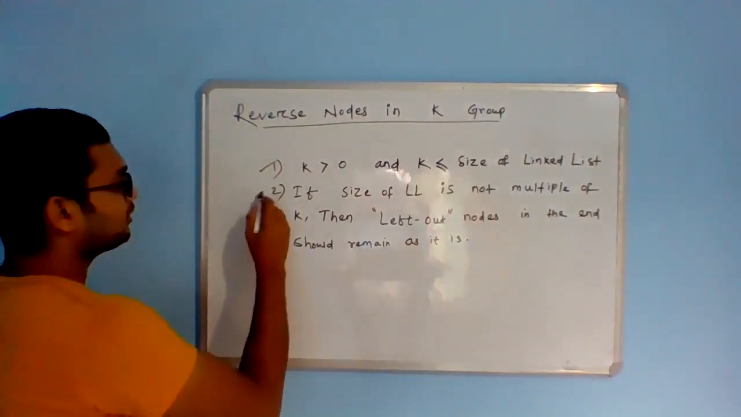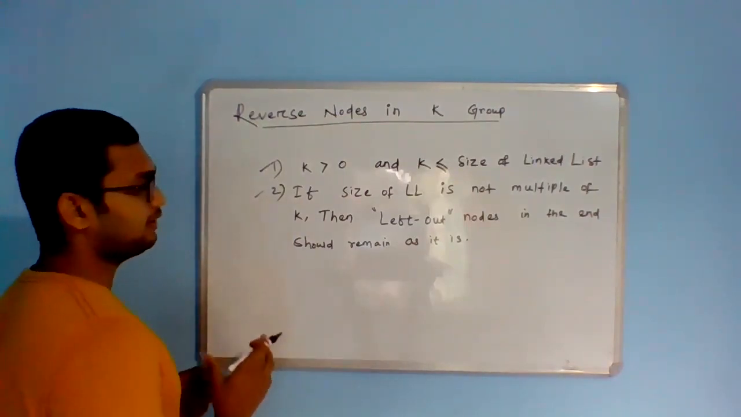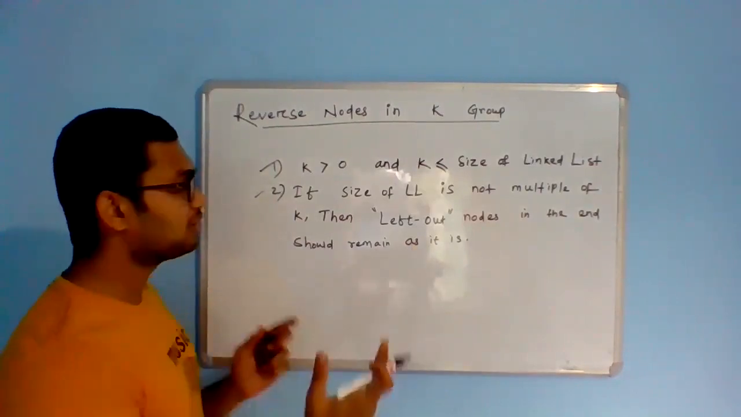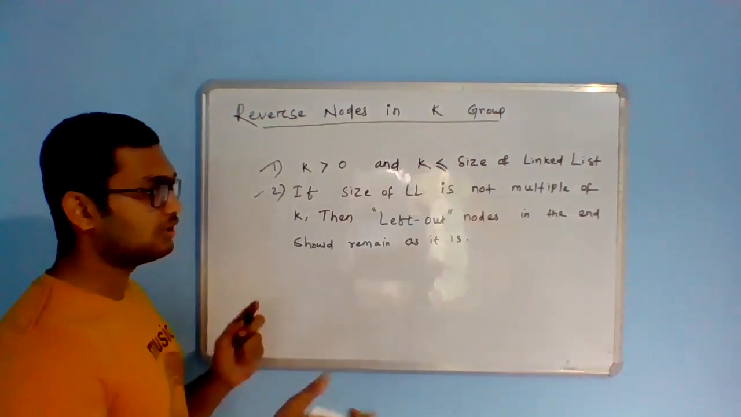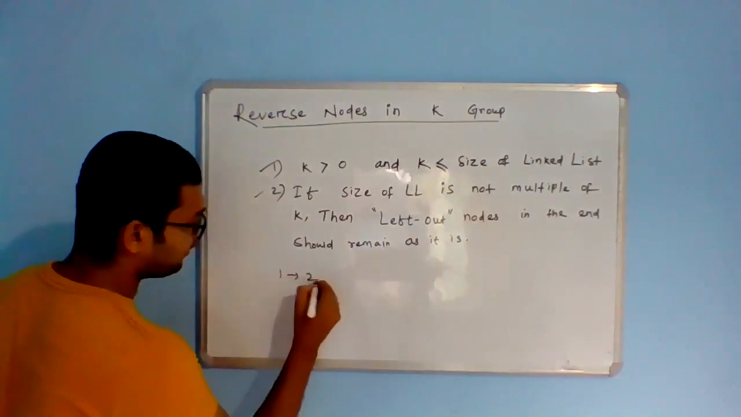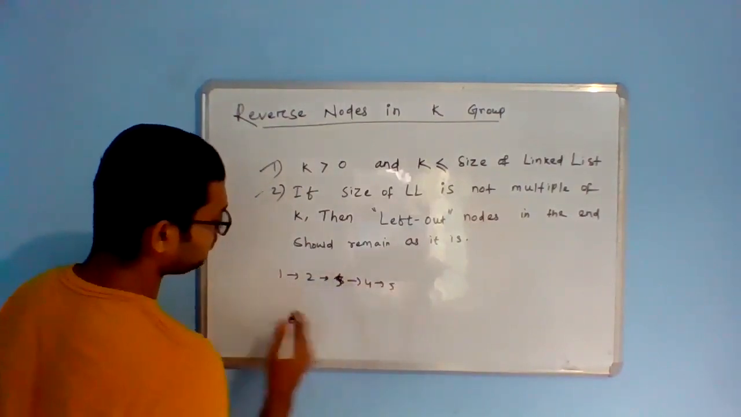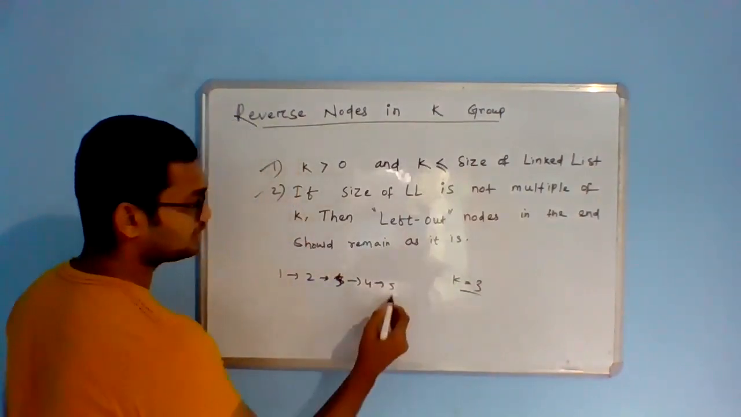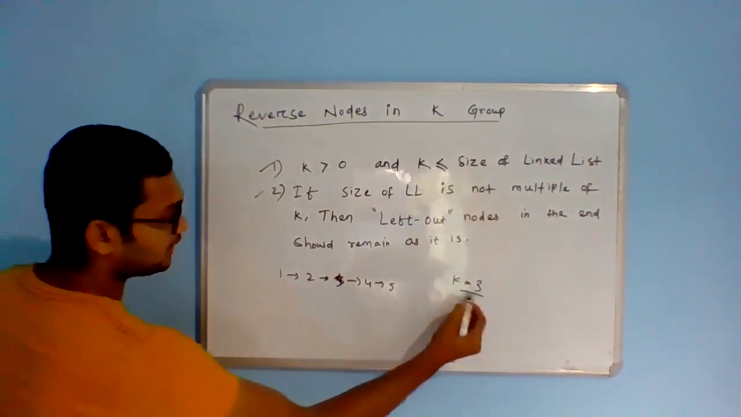The second condition says that if the size of the linked list is not a multiple of k, then whatever segment is left out at the end of the linked list, we should use it as it is. We should not reverse it. For example, let's take five nodes in the linked list, and the k given to us is 3. Since 5 is not a multiple of 3, for example k is 3.